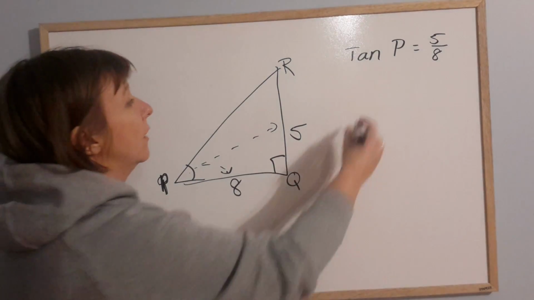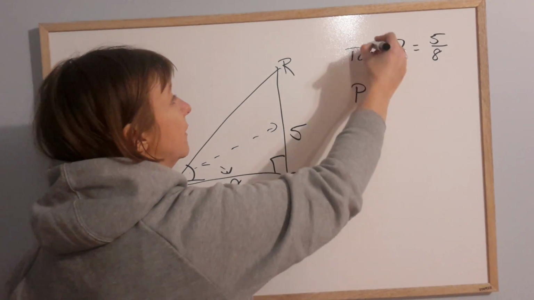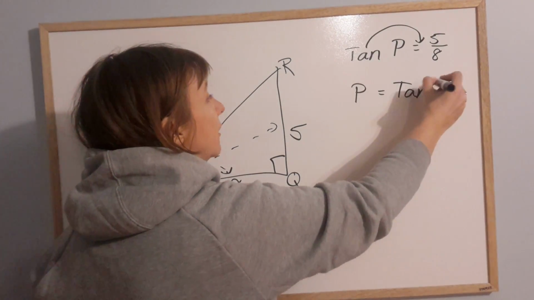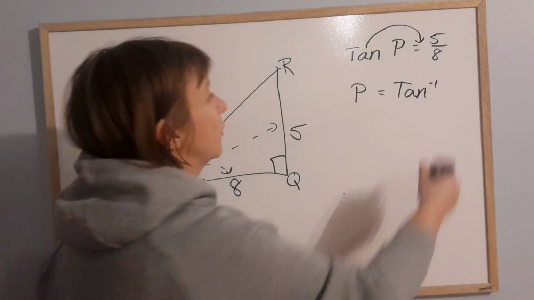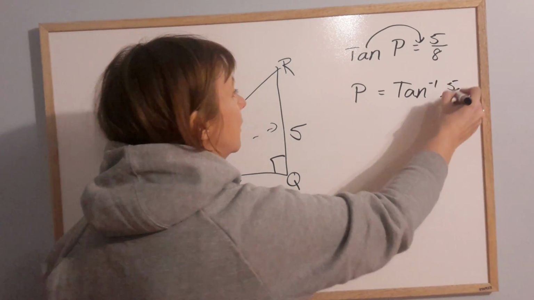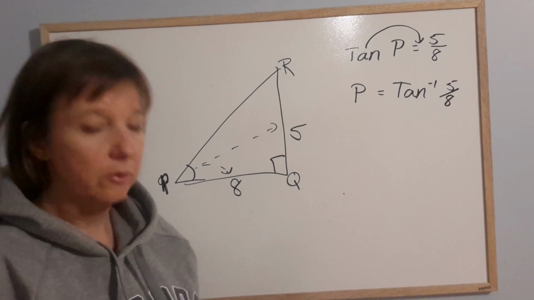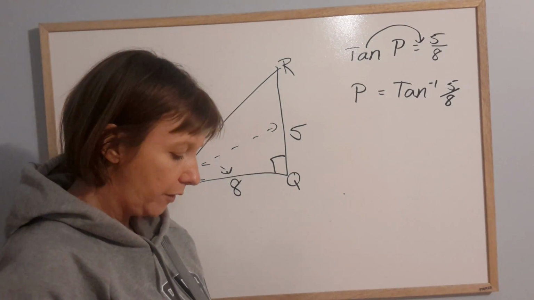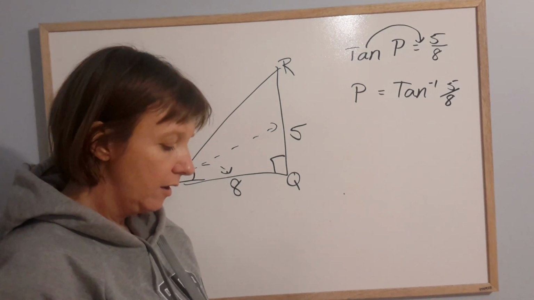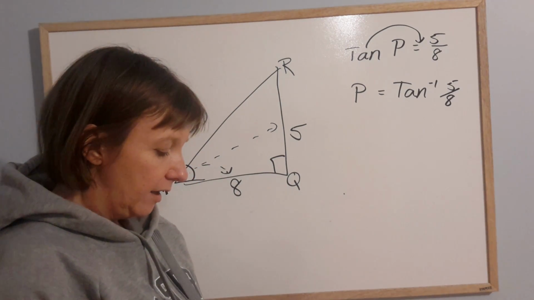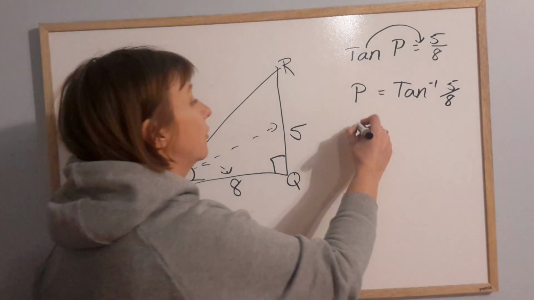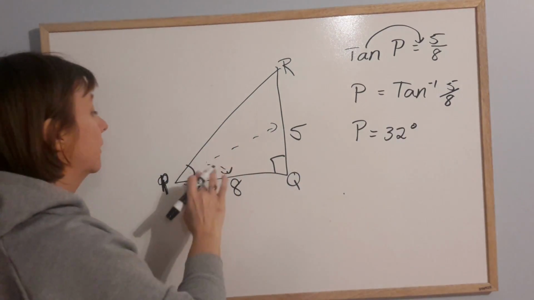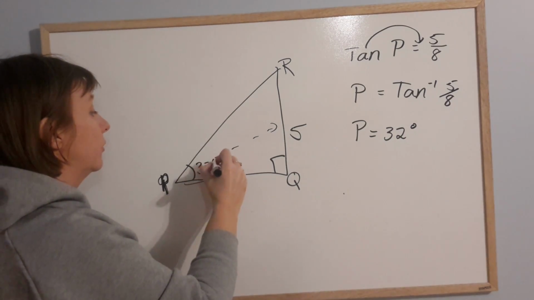What's that angle? So if I want to know what P is now, I'm going to bring my tan over here, and that's going to be that arctan, or that shift or inverse or whatever button you're hitting on your calculator. So you're going to hit shift tan of 5 over 8. So if I do shift tan of 5 over 8, I get 32 degrees. So this angle right here is 32 degrees.